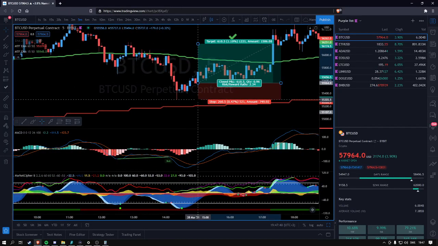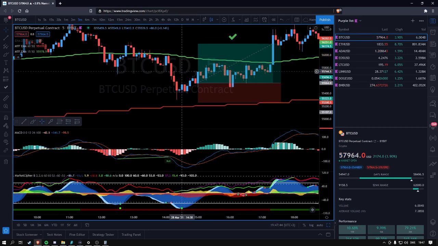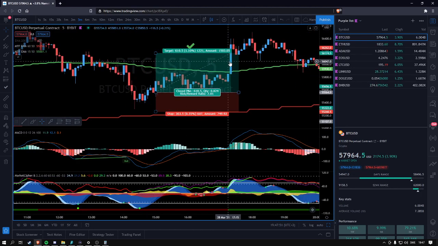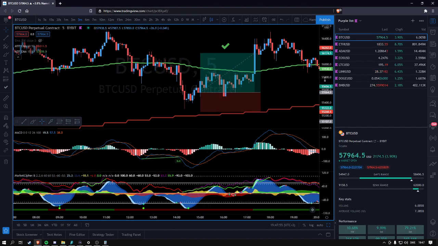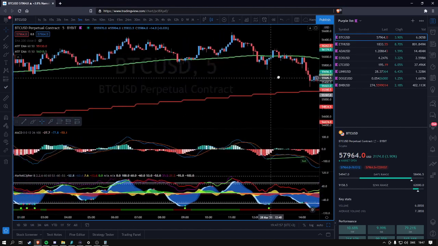This one was 47%, so I just put it at 55% to give myself wiggle room. And I aim for 1.10%. And boom. See? Hit. So that is 2 trades in a row.